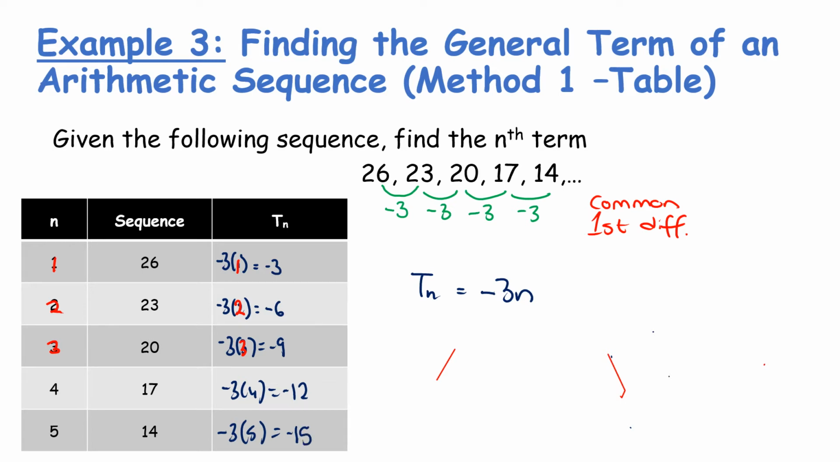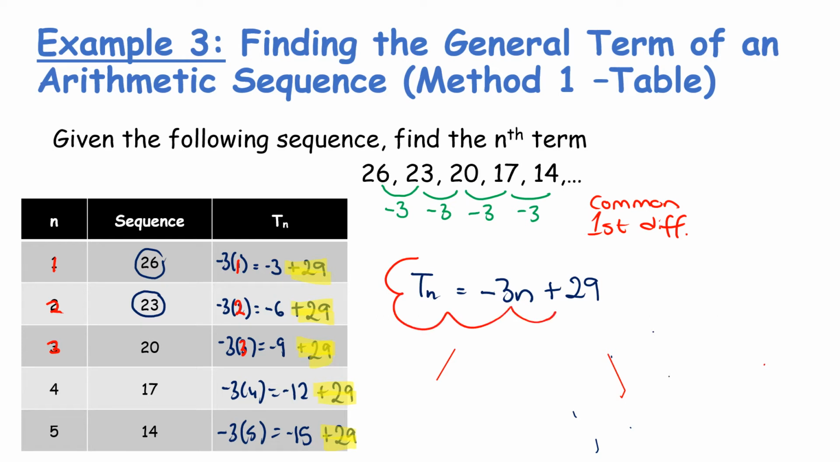Now, what correction will I need to add to each of those to get to my number? I'm at minus 3, and what do I have to add to get to 26? In this case, I'll add 29. When I look at the rest of them, I do the same thing. What do I add to minus 6 to get to 23? It's 29. And what you should find is that piece remains constant. It's the constant piece: plus 29, plus 29, plus 29. So that gives us our formula as minus 3n plus 29. So that is the table method, which can help us work out the general formula, or Tn, for an arithmetic sequence.